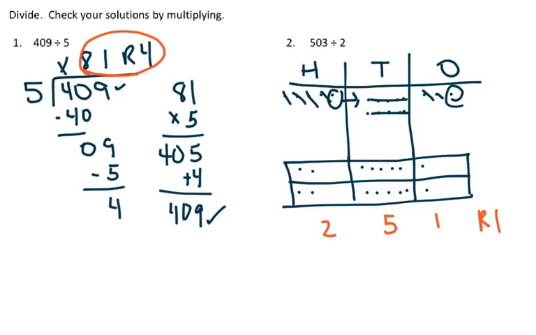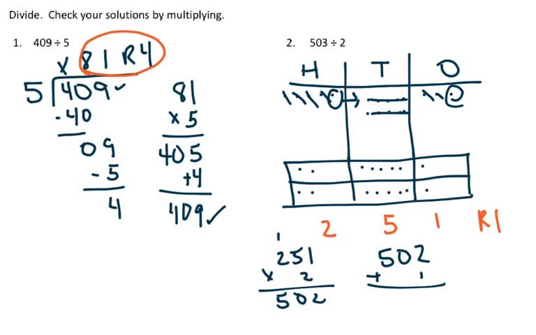So 251 remainder 1. So to check our answer, we're going to multiply. So we have 251 times 2. And we have 502, and we have to add our remainder to get 503. And that checks out. So our answer, 251 remainder 1.